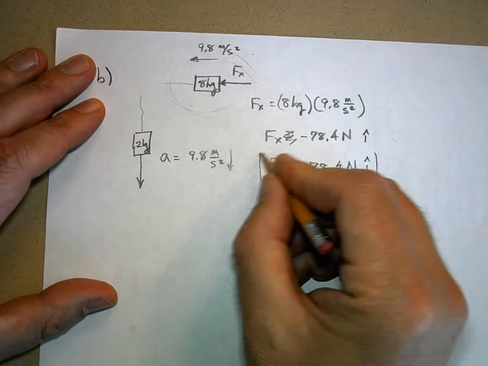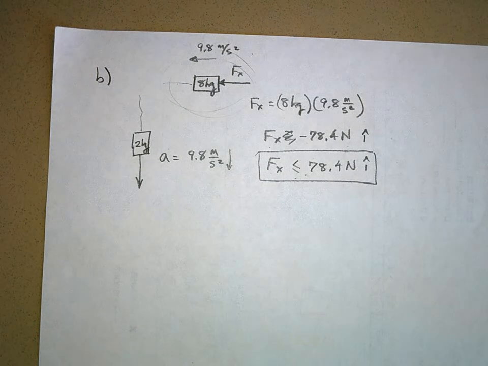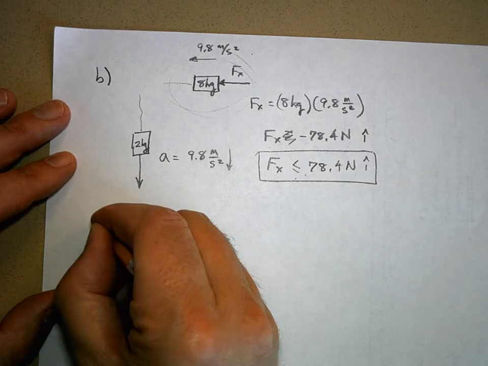Now, if you get a little confused about that, you can just say, hey, just push with force greater than 78.4 newtons to the left. And then, yeah, that'll work. Like on an AP test or something, if you're confused about how to write the answer down, you could write it down like that. All right, now let's do part C.